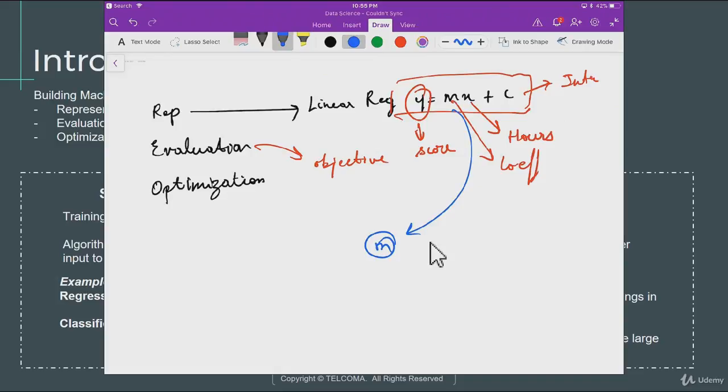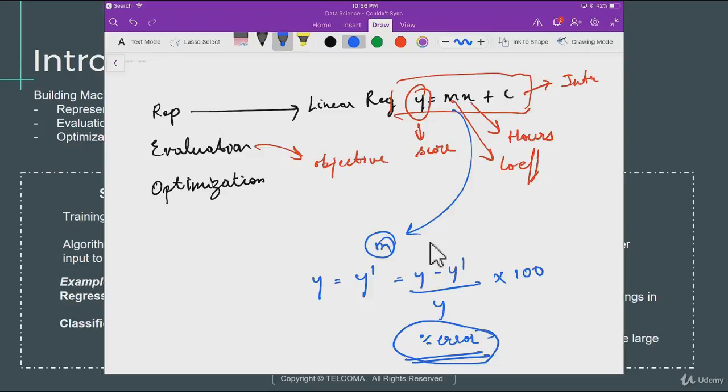Now, the objective function, let's say for linear regression, can be defined as follows. Let's say the output is y, and you have predicted y dash. The difference between the two could be y minus y dash. And if you do a simple construction of percentage, let's say (y minus y dash) upon y into 100, you get the percentage error, right? Now, how would you define this as an evaluation criteria? You would say that your evaluation criteria needs to have the lowest percentage error.